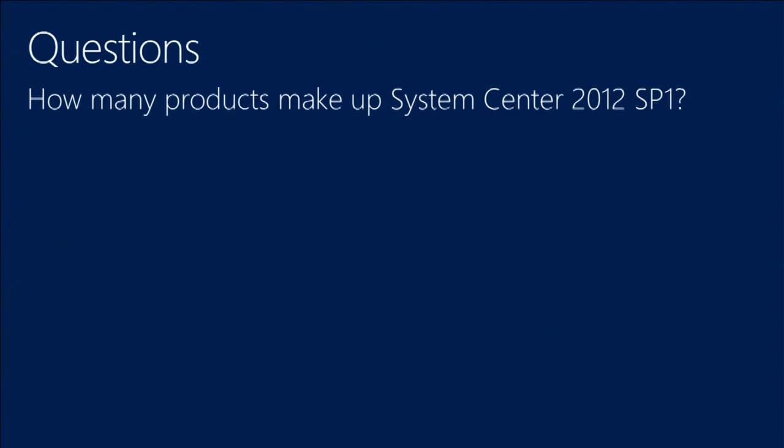How many products are there in System Center 2012 SP1? How many? 7? 8? One. Man at the back, there is one. You can only buy one thing, System Center. It may have multiple components, but we actually promote, market, and sell System Center as one product.